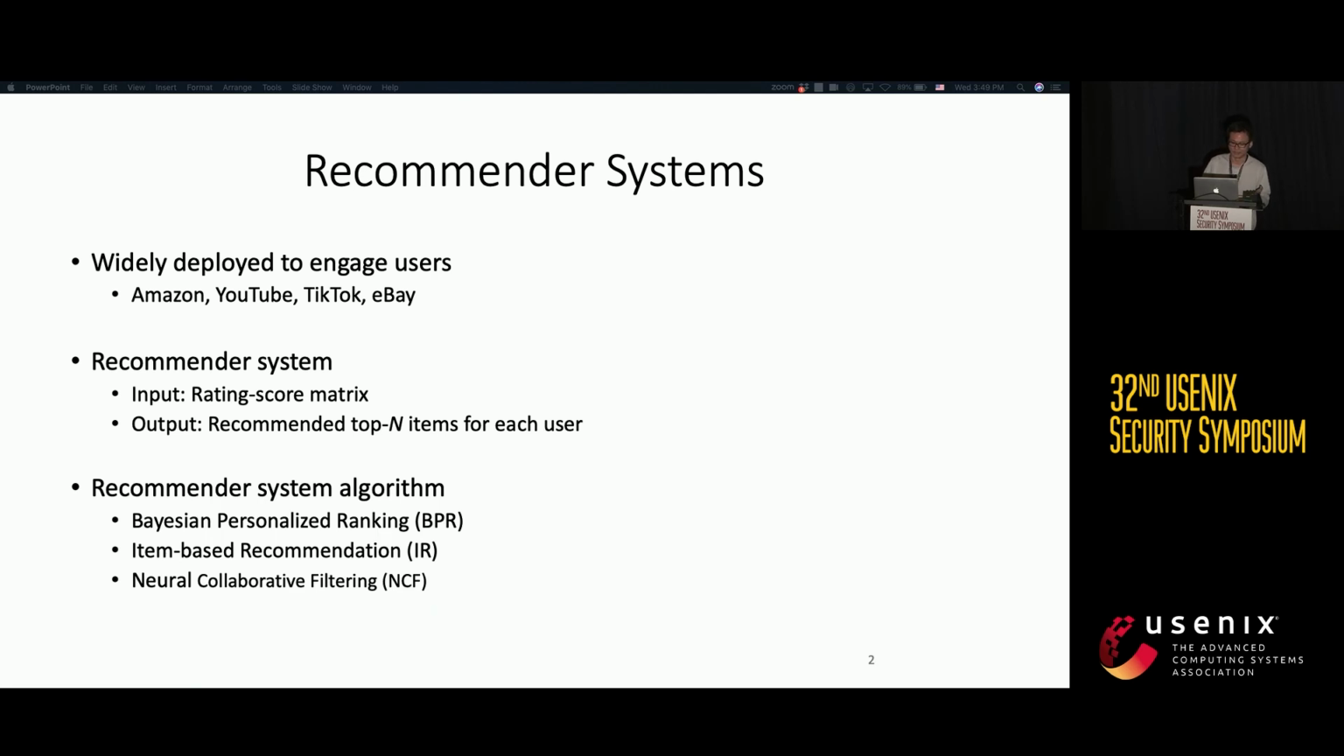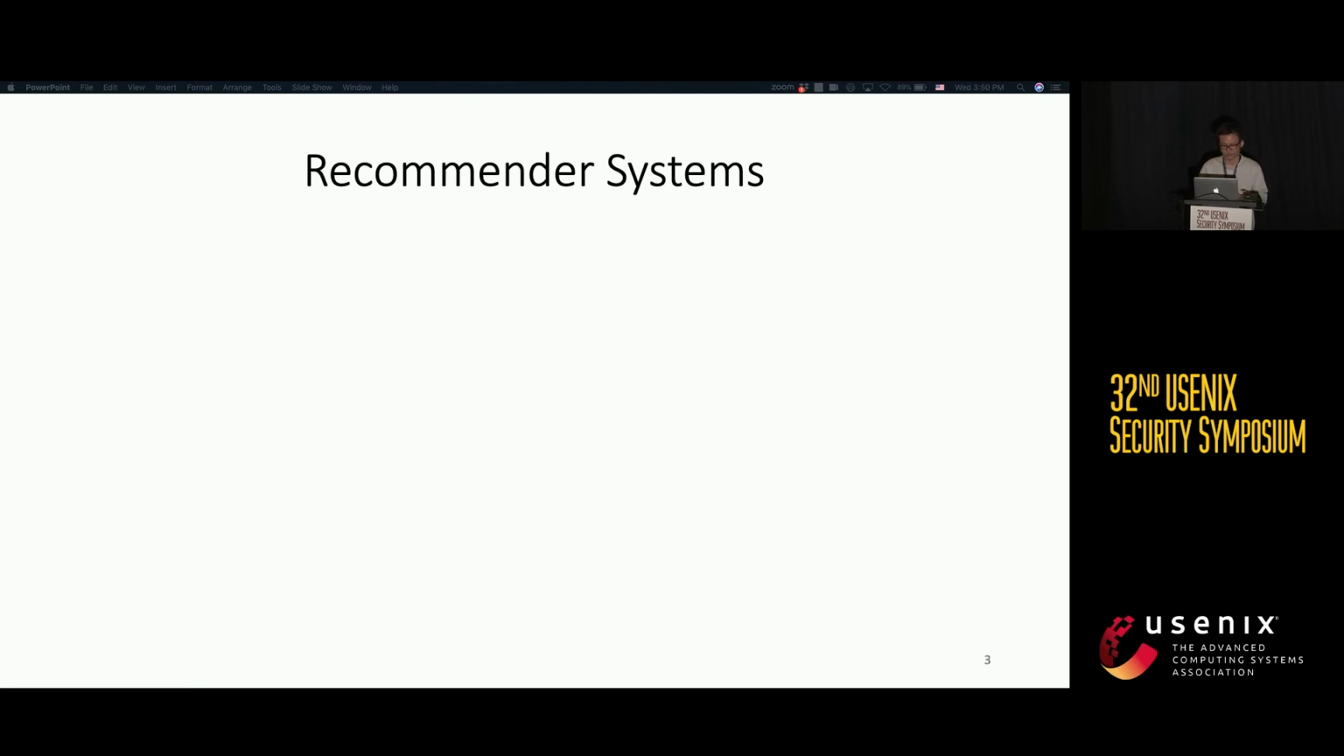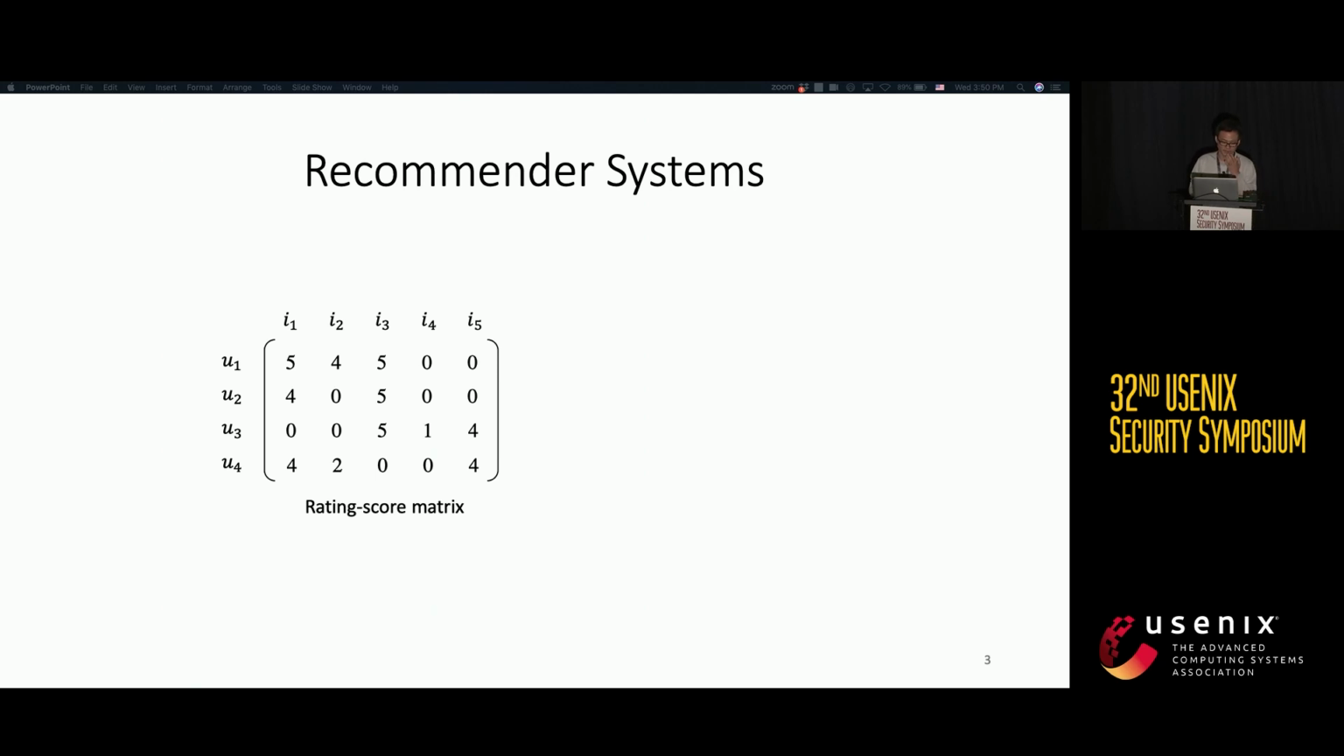In the past 2 decades, many recommender system algorithms were proposed, such as BPR, IR, NCF, and so on. So next, I will use an example to illustrate recommender systems. Suppose we have 4 users, U1 until U4, and 5 items, I1 until I5. This is a rating score matrix, where each entry represents the rating score that the corresponding user gives to the corresponding item. For instance, U1 gives a rating score 5 to I1. The rating score 0 means the user did not rate the item.